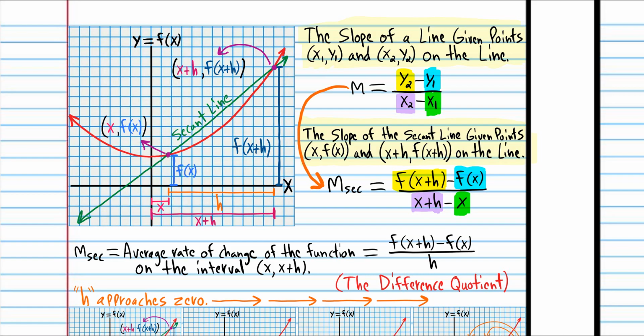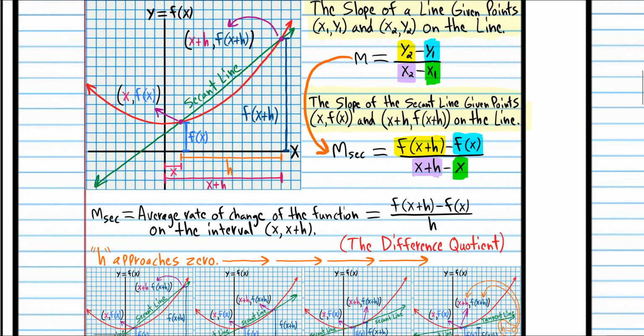Then x plus h is the x value of that point up there. So we're going to plug in x plus h for the x value up there. And of course, x1 is x. That's the x value of this point here. So we're going to calculate the slope given that notation.